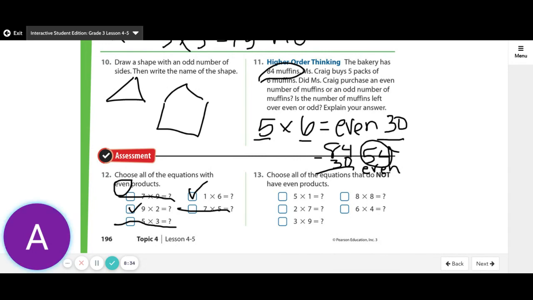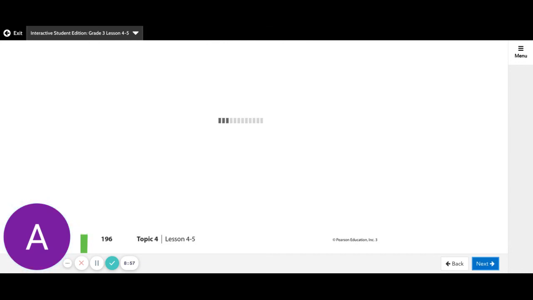Now 13, choose all the products that do not have even products. So in other words, we're looking for the odd products. 5 times 1 is odd times odd, so it would give us 5, which is odd. 2 times 7 is an even times odd, so that would not give us an odd. 3 times 9 is odd times odd, which would be 27, which is odd. 8 times 8, even times even, wouldn't give us odd. 6 times 4 is even times even, would not give us odd.